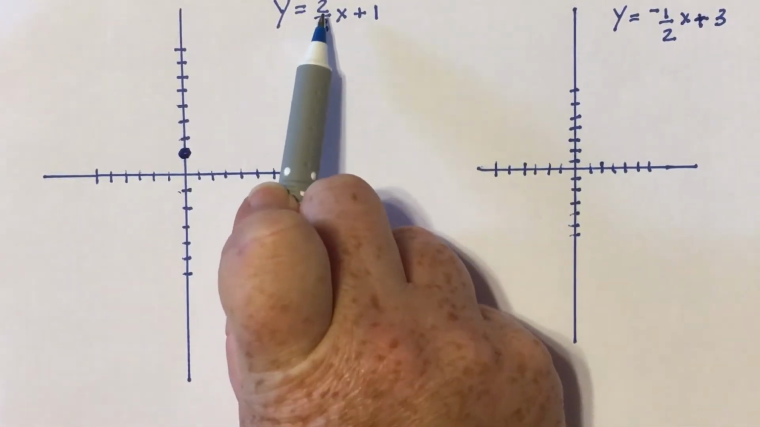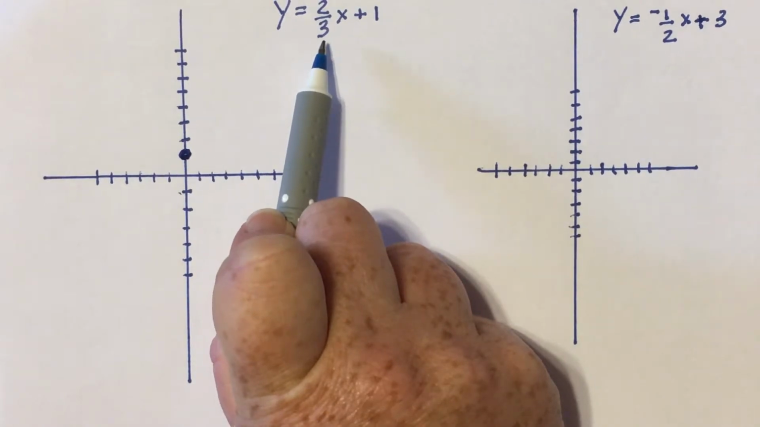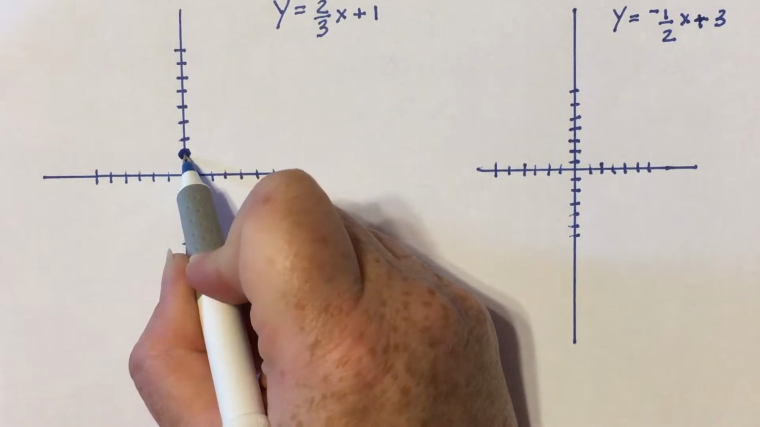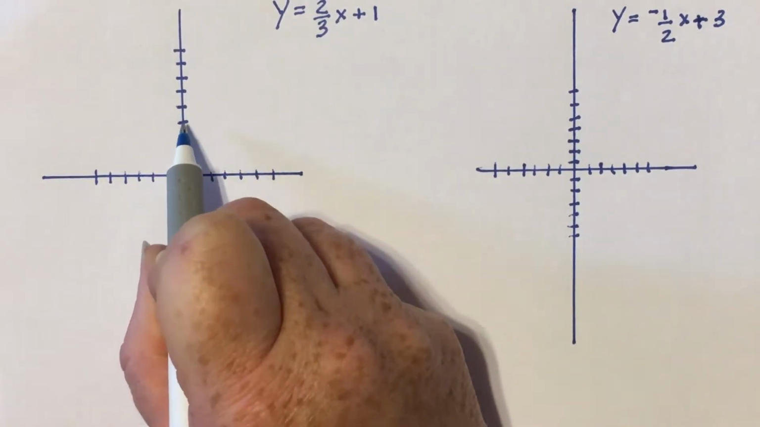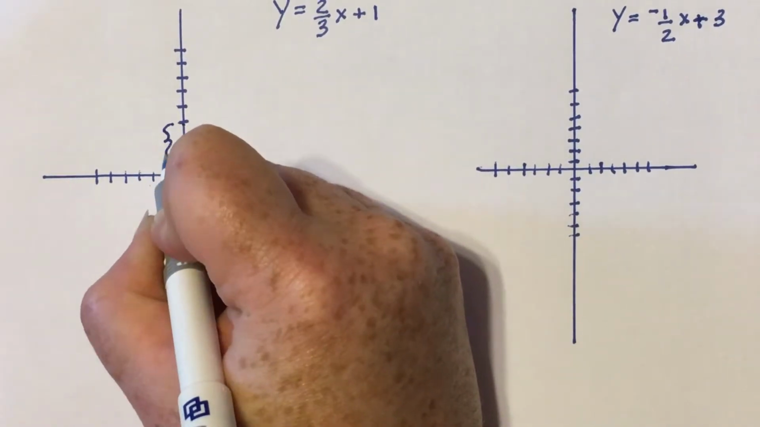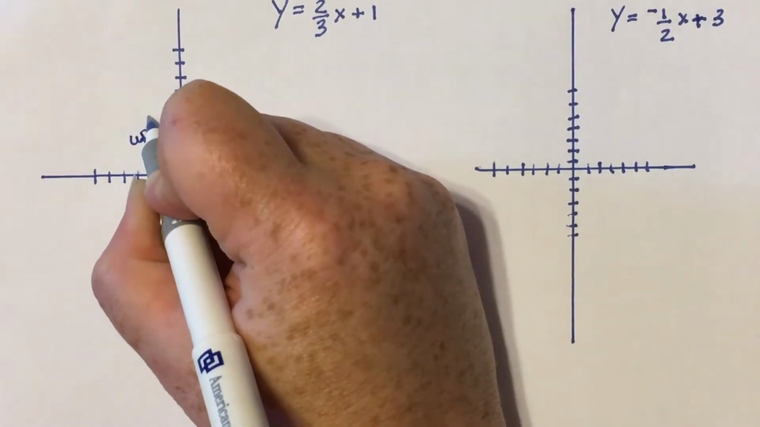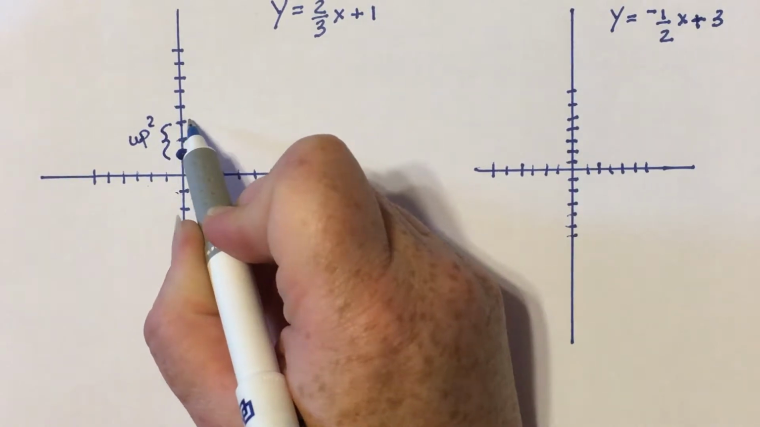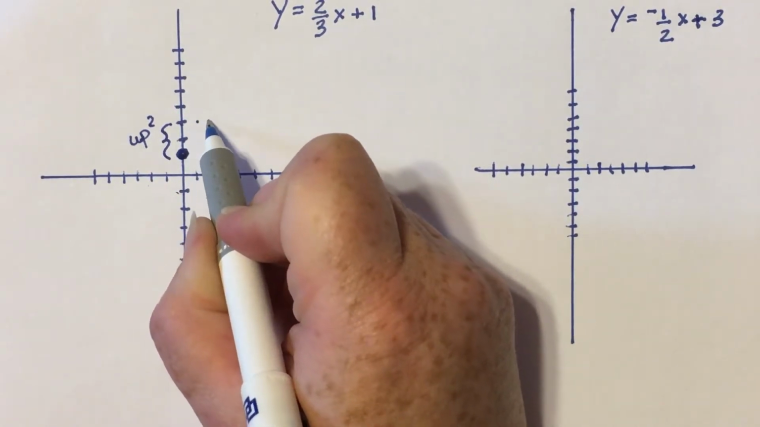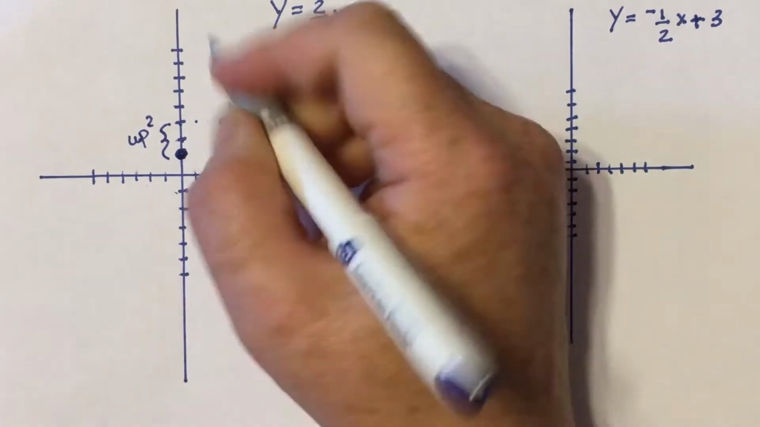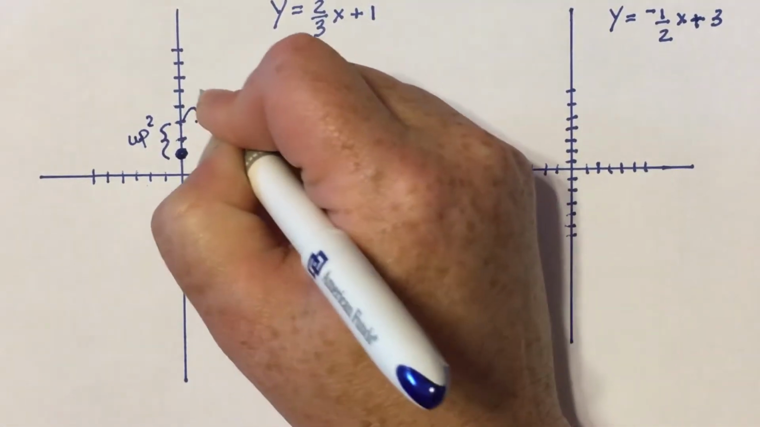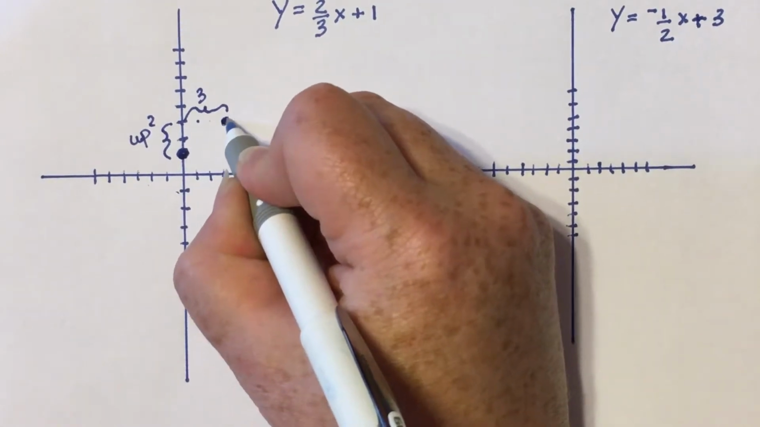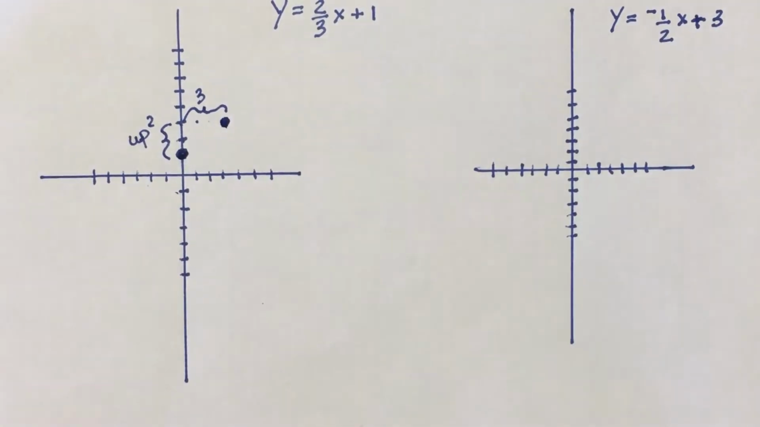So the next thing I'm going to do is use this slope as a direction to get to my next point. So from there I'm going to go up 1, 2. So if you see, I'm going to go up 2. And then I'm going to go to the right 1, 2, 3. So when I go up 2 and over 3, I get another point.